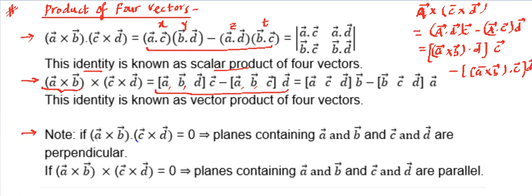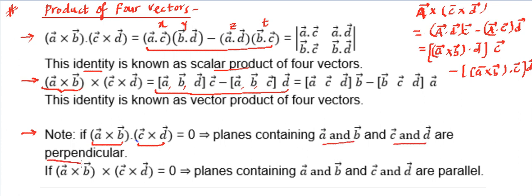Then some note points over here. It says if the first term that we have talked about, that A cross B dot C cross D, becomes 0. Now if this becomes 0, that means this vector and this vector are perpendicular to each other, and we know this vector is perpendicular to the plane of C and D, this vector is perpendicular to the plane of A and B. That means these perpendiculars are perpendicular to each other. That means plane of AB is perpendicular to plane of CD.